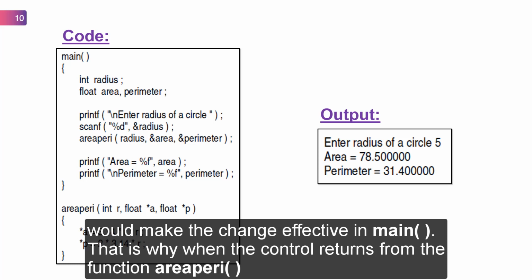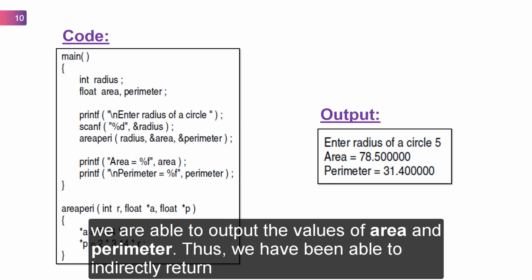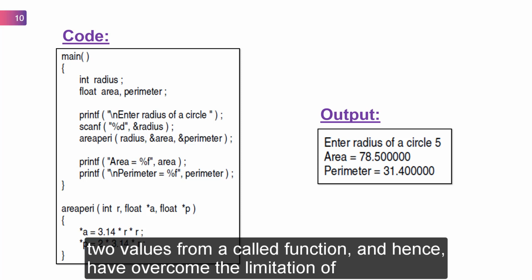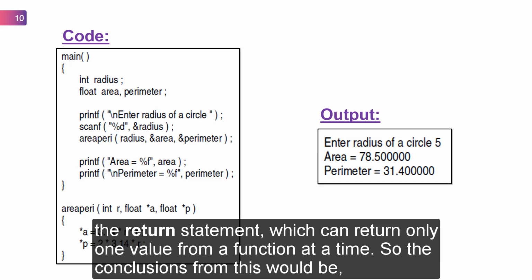That is why when the control returns from the function areaperi, we are able to output the values of area and perimeter. Thus, we have been able to indirectly return two values from a called function and hence have overcome the limitation of the return statement, which can return only one value from a function at a time.